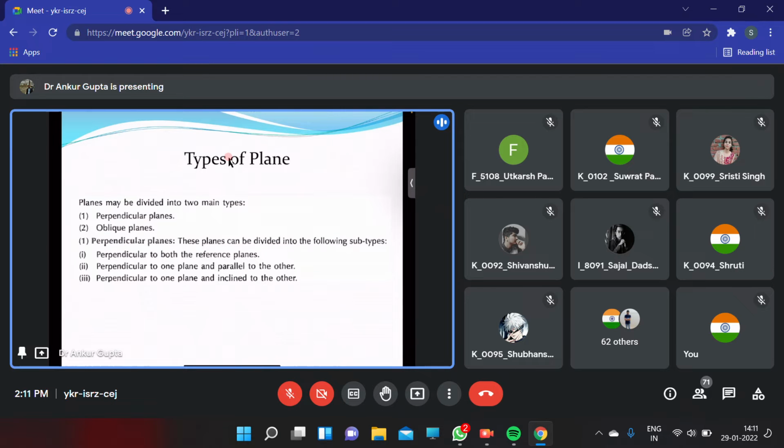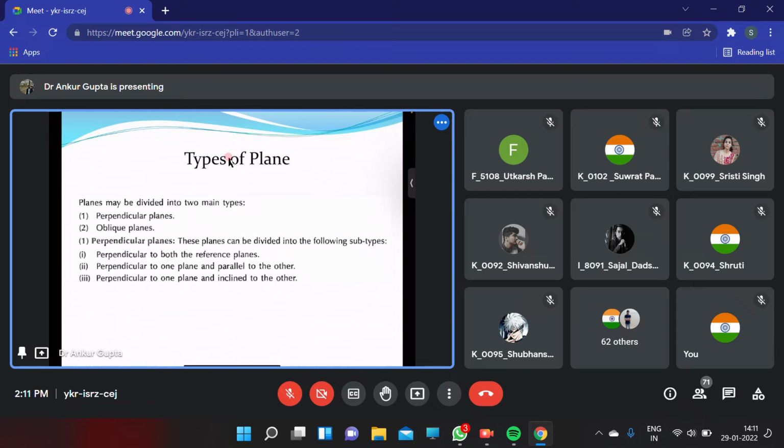So types of plane. Let's start with the types of plane. Planes may be divided into 2 main types: perpendicular planes and oblique planes. So what are perpendicular planes? These planes can be divided into following subtypes: perpendicular to both the reference planes, perpendicular to one plane and parallel to the other, perpendicular to one plane and inclined to the other.